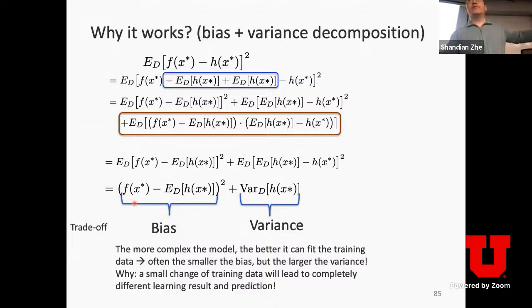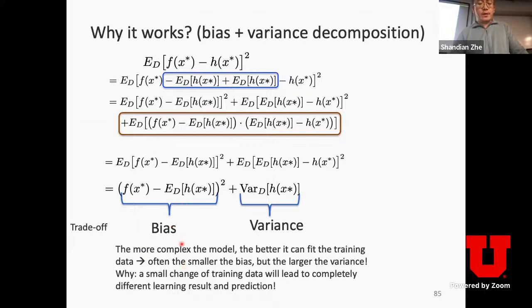How much it will deviate from the ground truth table, right? And the second one is the variance. That means, if you just keep drawing different test examples, you want to look at the prediction by a learned hypothesis like a decision tree, what's the variance, right?